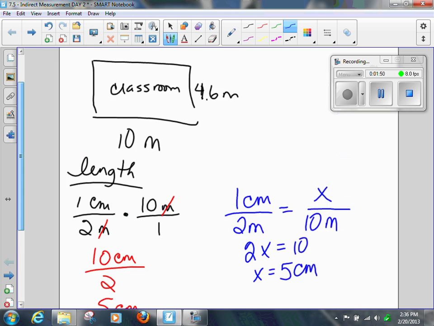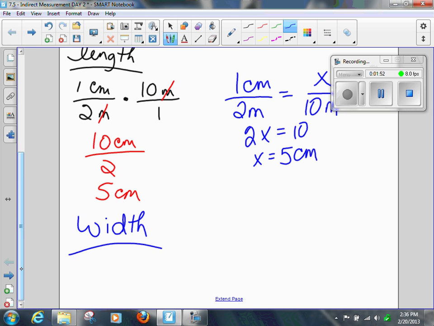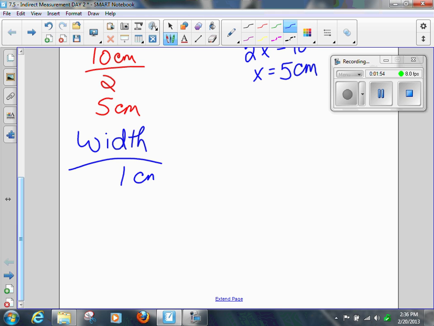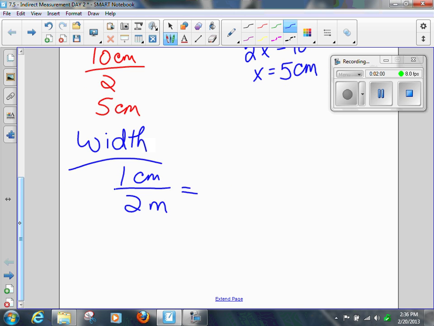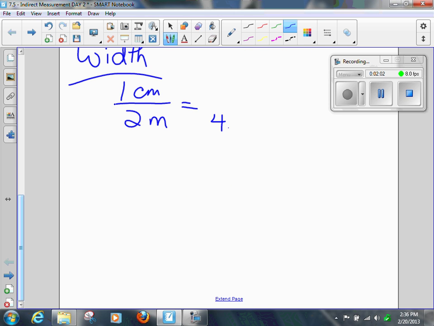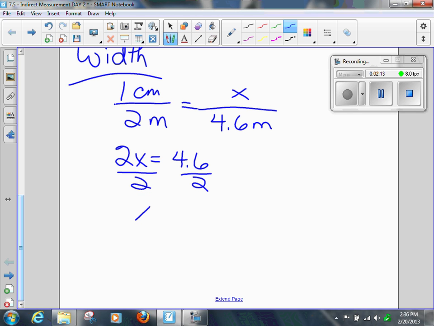For the width, we have 1 centimeter over 2 meters. Our width in our picture is 4.6 meters. Where does it go? Why does it have to go on the bottom? Because that's where my meters are, okay? Cross multiply, and I get 2x is equal to 4.6. Divide by 2. Don't you get 2.3 centimeters?